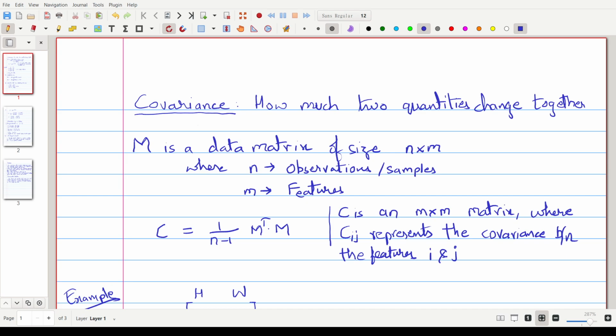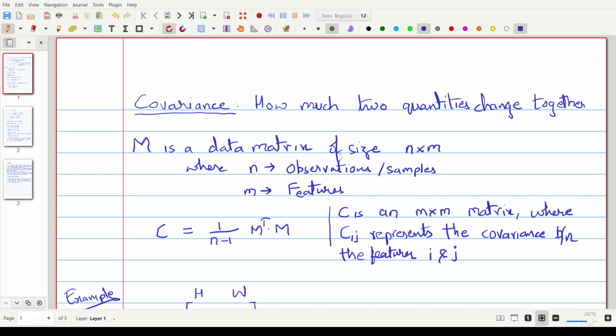Okay, so M, let's say, is a data matrix of size n cross m, where n is the number of rows and m is the number of columns. From the perspective of a data matrix, n represents the number of observations or samples, and m represents features in each sample. Then let's define the correlation matrix C as 1 over n minus 1 times M transpose M. In some sense we are multiplying the matrix with its transpose. We'll get to see why we do that later.